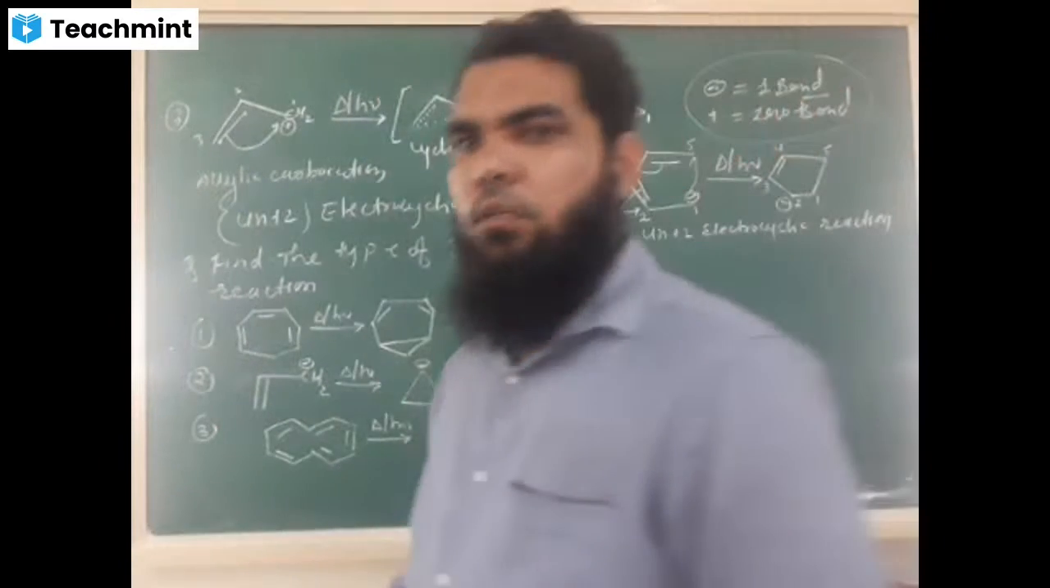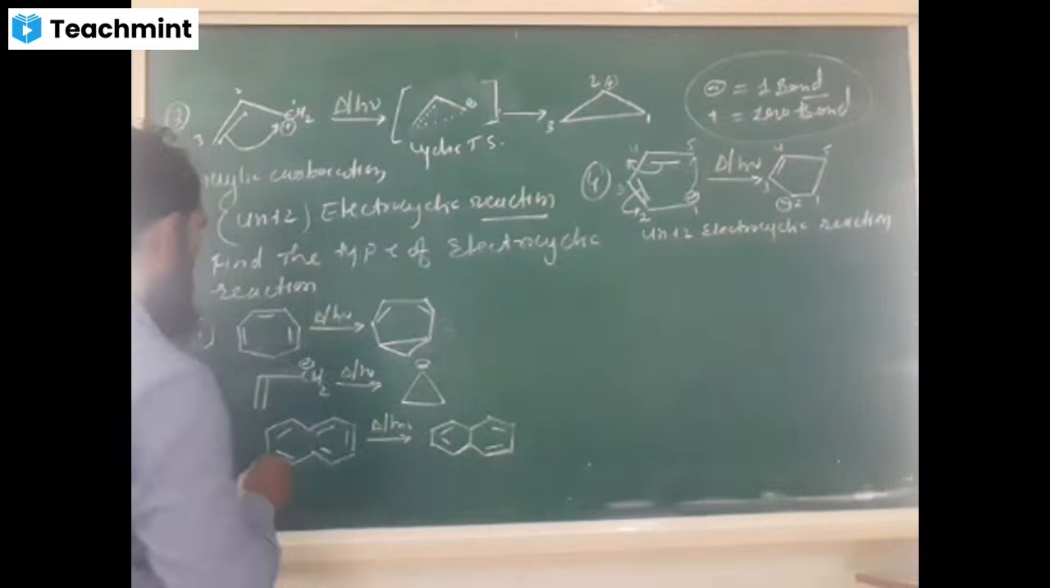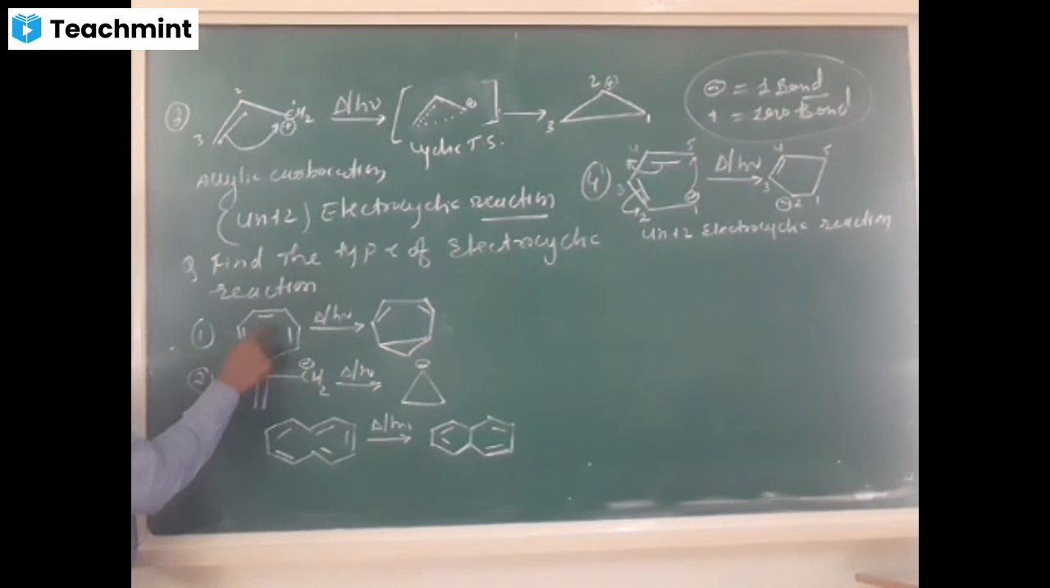Okay. So for the first example, we know what happens over here. The total number of bonds is three. Three pi bonds are there, and in the product we have to see that two pi bonds and one new sigma bond are formed. One new sigma bond is formed.